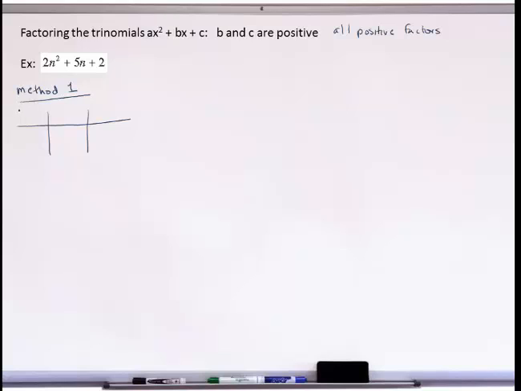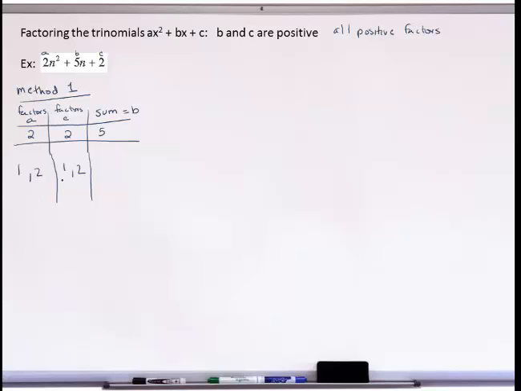Our first column is going to be factors of the A term. That's this one. Here's B and here's C. Our second column will be factors of the C term. And then our last column will be the sum, and we want it to equal B. So in this case, we're going to have factors of 2, and we want a sum of 5. Luckily, 2 only factors into 1 and 2, so that will make this one a little bit more simple.